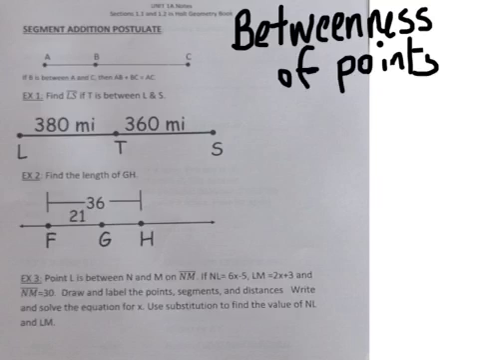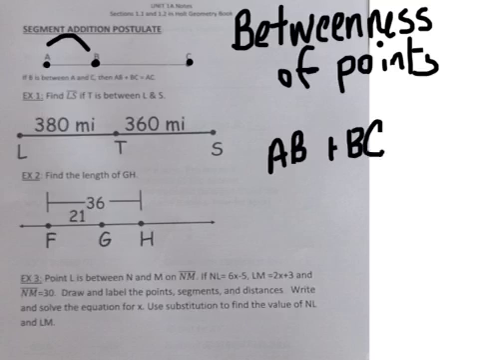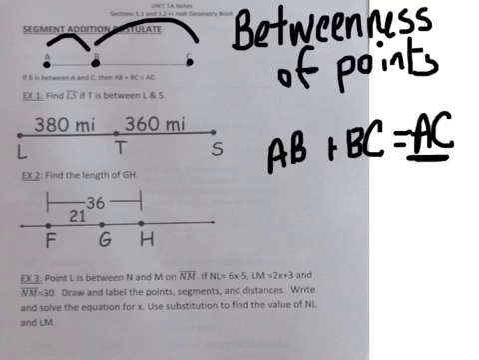What the betweenness of points theorem or segment addition postulate says is, if point B on this number line that I'm dotting kind of heavy is between A and C, so if you have a point between two other points, then the pieces of the line segments add up to the total line segment. That's why they've got AB, this distance, plus BC, which is this distance, is equal to AC. The whole length is AC, and the two pieces added together add up to the whole thing.